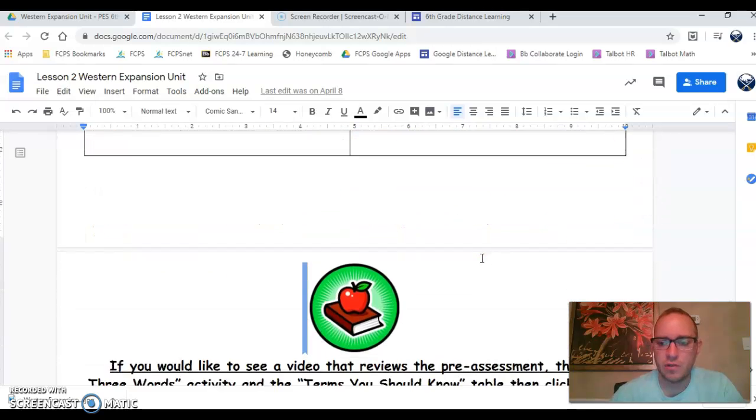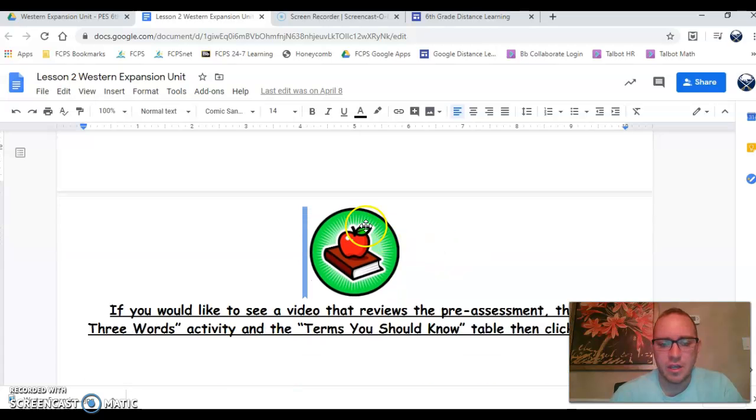When you're finished with all 3 of these activities, you can go to the See the Teacher section and hear more about the answers and check some of the work that you did.